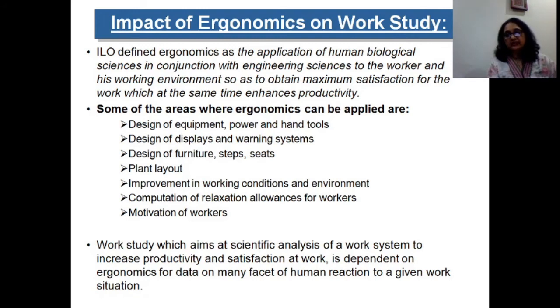Just to give a simple example, take a person working on a computer. The chair and the table should be designed in such a way that the worker can easily work on his task, and makes fewer movements, which avoids unnecessary motions and unnecessary time of the worker. Then, the switches and fixtures should be placed in such a way that the worker finds comfort in doing his work. So that is ergonomics. You are applying both biological science and engineering science.